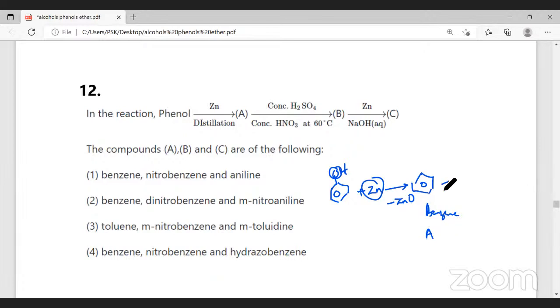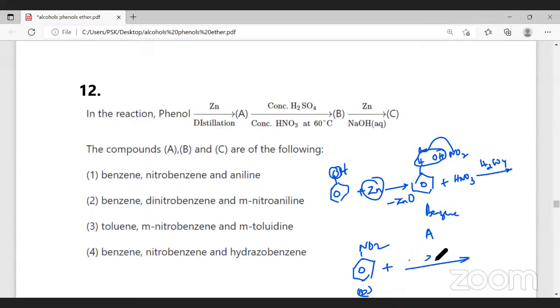This benzene, when treated with nitrating mixture, a mixture of nitric acid and sulfuric acid, what happens is, if I represent a hydrogen atom here, I can write nitric acid like this. H and OH get eliminated as water. In place of H, NO2 goes. Therefore, we get nitrobenzene. This nitrobenzene is B. This nitrobenzene on reduction with zinc and NaOH needs 10 moles of nascent hydrogen.